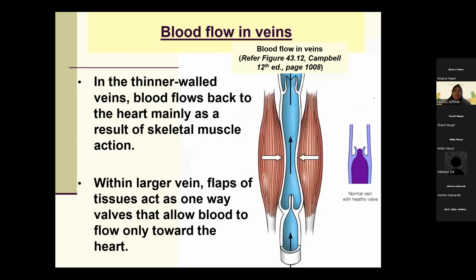Okay, blood flow in the vein. In the thinner wall of vein, blood has a tendency to flow back. Blood can flow back to the heart mainly due to the action of skeletal muscle. For example, you are marching. During marching, you have to stand still, so what happens is most of the blood will go down to your feet.